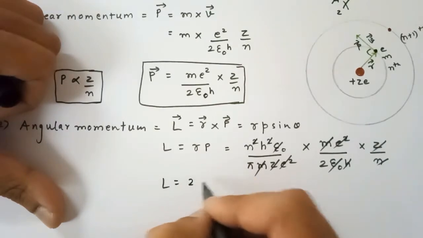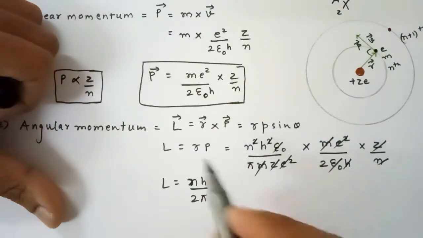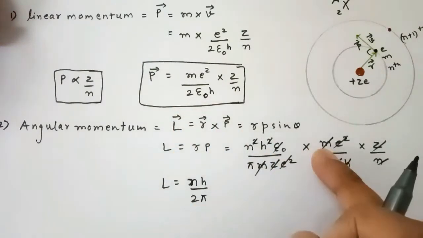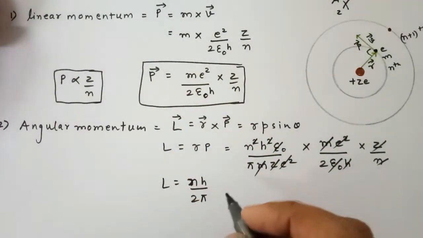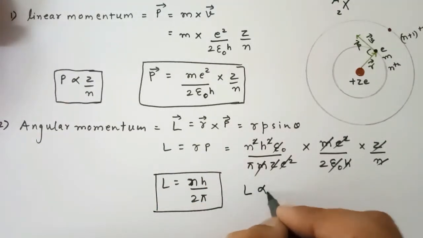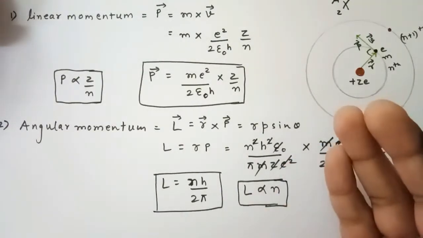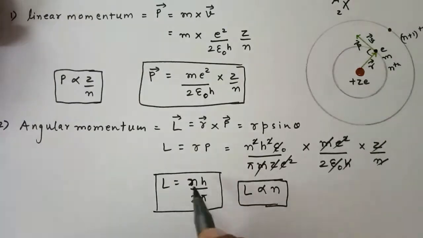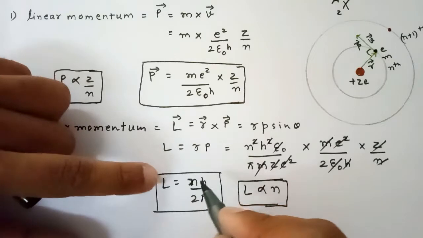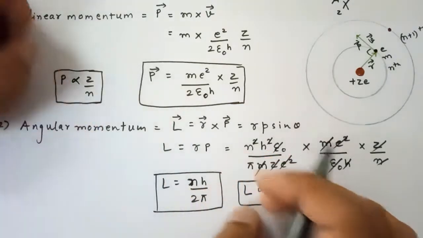So L is equal to nh upon 2 pi. We can directly write this as the postulate of the Bohr model. We need not derive these things. L is directly nh upon 2 pi, a very important relationship, and we can see that L is directly proportional to n, and it does not depend upon the type of element, because it is independent of Z. So if you talk about the second orbit of helium or the second orbit of neon, both of them are going to have the same angular momentum, right? So L is proportional to n.